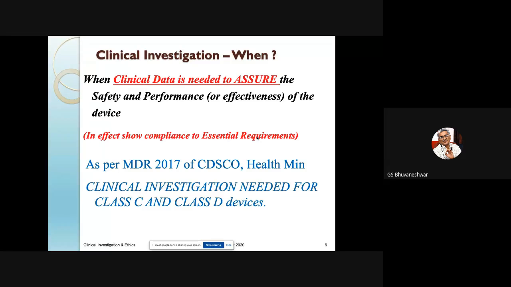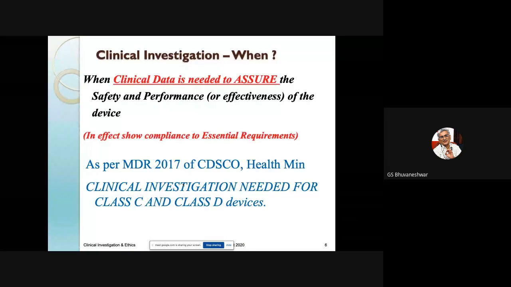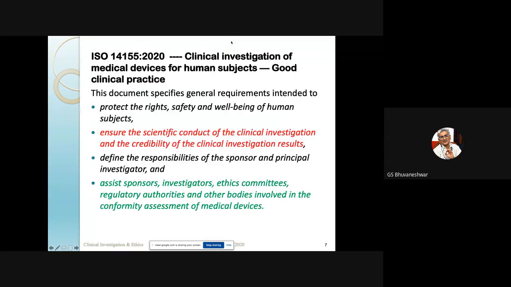So the Medical Device Rules 2017 as published by the CDSCO, which is the organization which implements the Drugs and Cosmetics Act of 1940, under which medical devices are being regulated. It is a department or a unit of the health ministry. So clinical investigations are needed for Class C and Class D devices broadly as per these rules. But again, there are conditions under which you can avoid it for Class C if you have a good predicate and adequate testing has been done. I won't go into that.